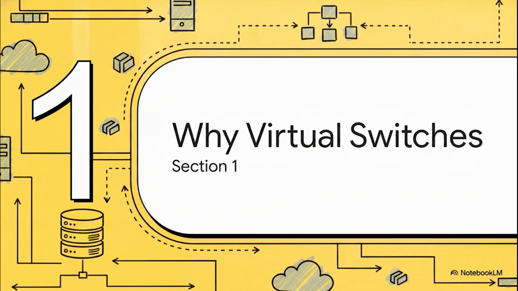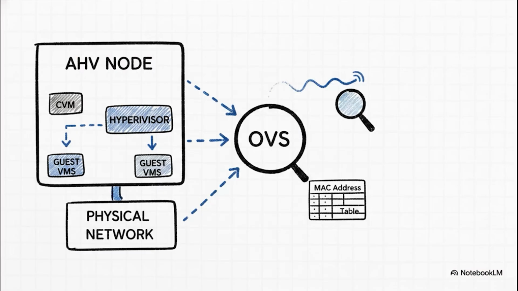Section 1. Why virtual switches matter. Okay, we've got to start by defining our first crucial acronym, Open vSwitch, or OVS. At its foundational level, OVS is an open-source software switch. But here is the critical part you need to remember for the exam. It's implemented directly in the Linux kernel.